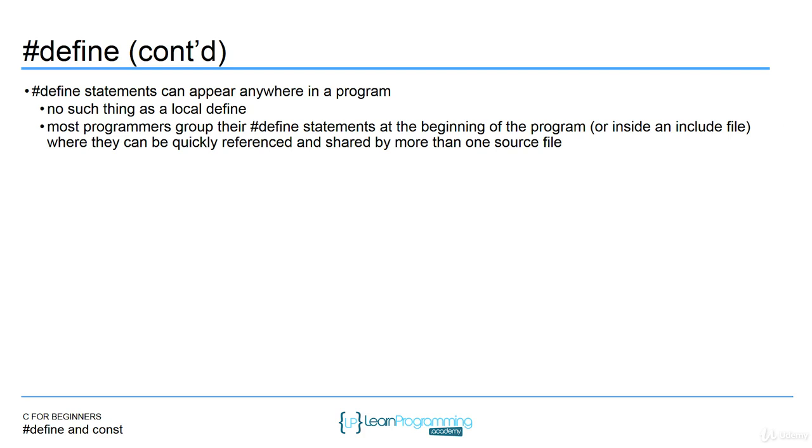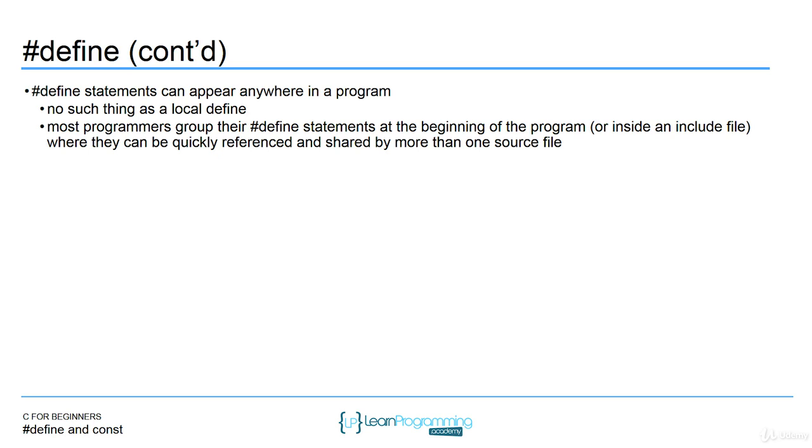Define statements can appear anywhere in the program. There's no such thing as a local define. Once you have a define, anybody can use it. Now, best practice or convention is usually to put the define statements at the beginning of the program or inside an include file if you want to share it in more than one source file, but you don't have to do that. Because it's running at the preprocessor, it doesn't have any scope.